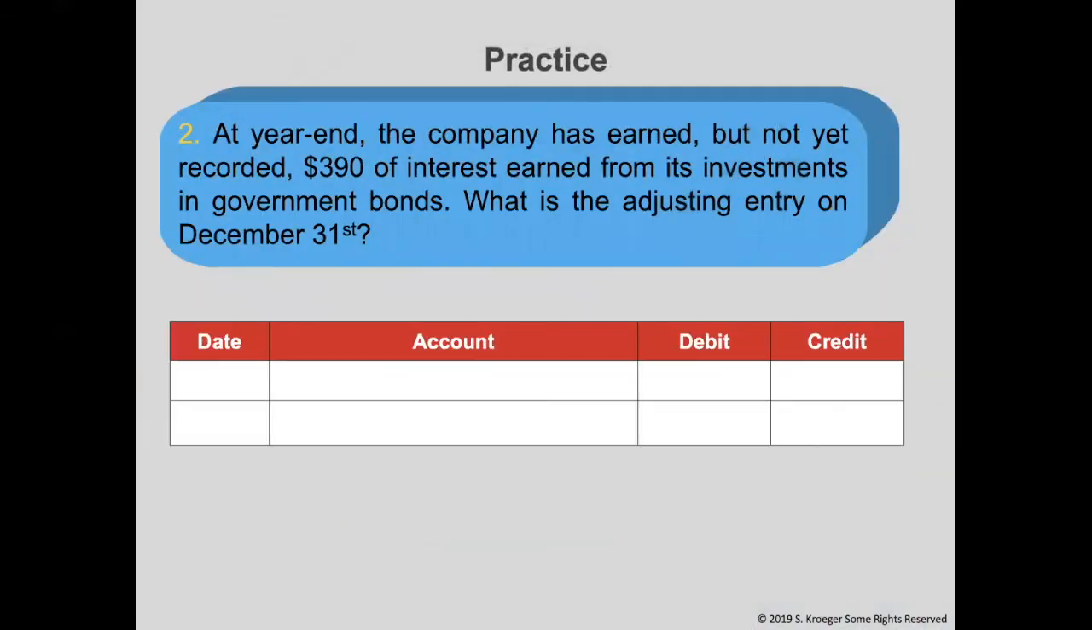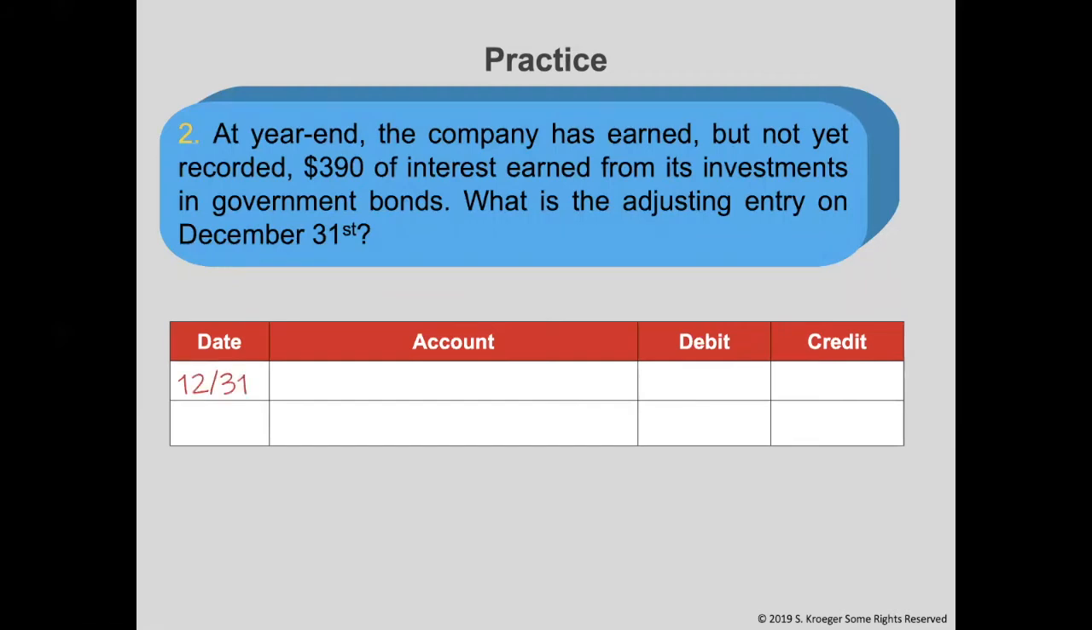This is number 2 on your classwork. At year end, the company has earned but not yet recorded $390 of interest earned from its investments in government bonds. What is the adjusting entry on December 31st? For all of our adjusting entries, they will be made on the last day of the time period before the financial statements are prepared. If you would like to prepare financial statements every month, then adjusting entries will need to be prepared each month. In our examples here, we will be using a 1-year time period. The date for all our entries will be on the last day, which will be December 31st.